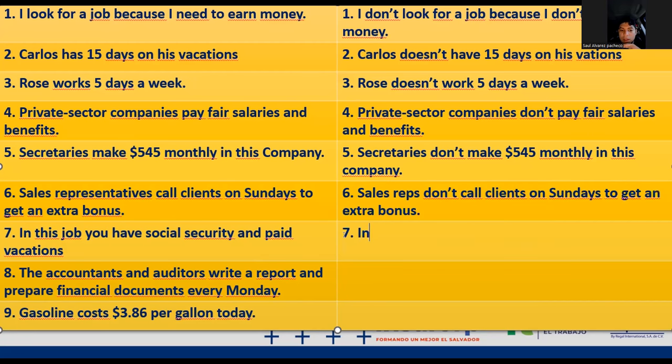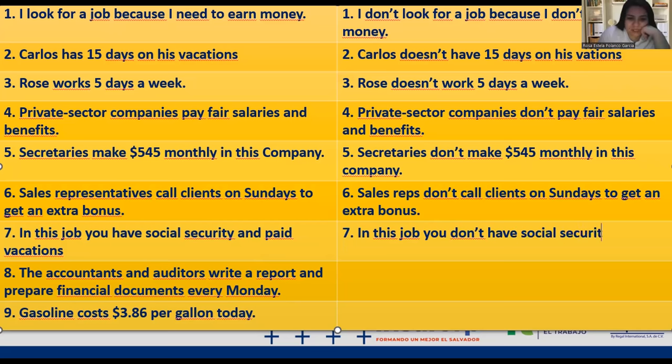In this job, you don't have social security and paid vacation. Two sentences in this one, teacher. I'm sorry? What was the question, Saul? Is it two sentences? For example, in this job you have social security and paid vacation. Bueno, creo que es la misma. Pensé que eran dos oraciones. No, it's the same. It's only one, and we have a subject, a verb, and a complement. Okay, number eight.